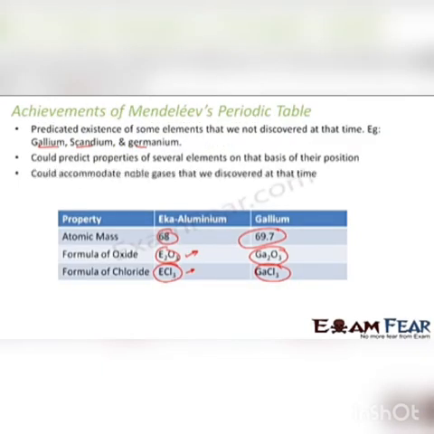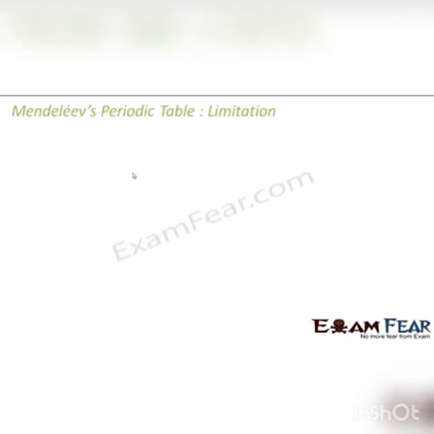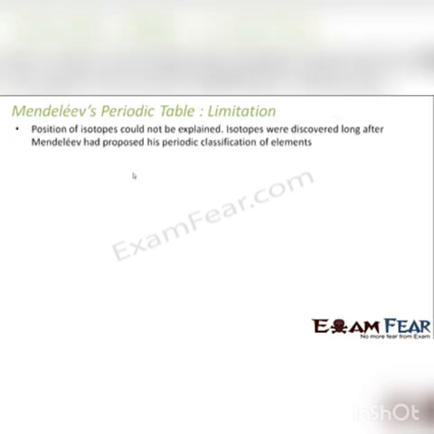Also, he could accommodate noble gases, because these gases were discovered only at that time. So once he was done with the table, after that the noble gases were discovered, but he was able to accommodate that. So his table was able to accommodate that. That was one good thing about his table. Now let's see the limitations of this table.